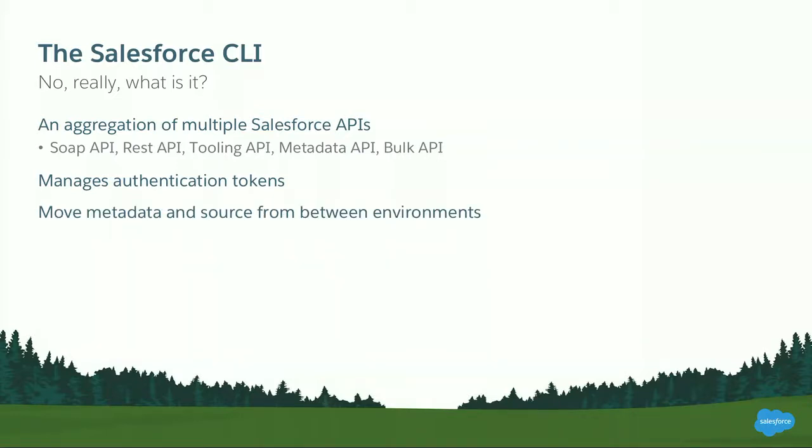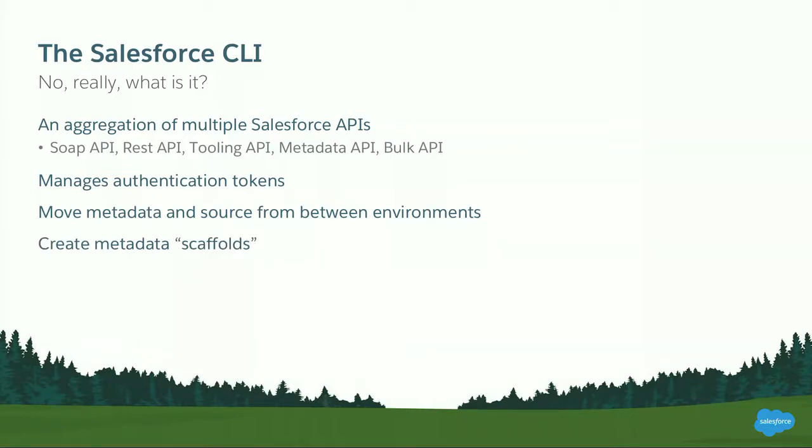We also move metadata. This is kind of the primary use case. There's some other things that the CLI can do, but we're moving source and metadata between environments. And this is the whole concept of deployment, right? You go from source and you deploy it to a scratch org, you deploy it to a sandbox, ultimately you deploy it to production. That's what the CLI brings to the table.